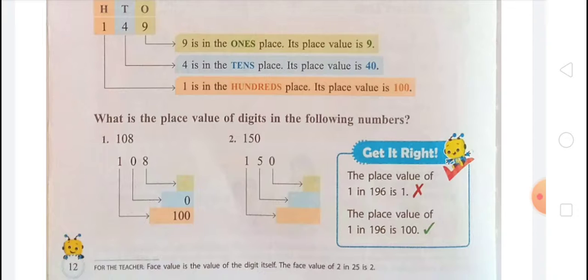The place value of 1 in 196 is 1, that is cross, and the place value of 1 in 196 is 100, that is true, because the place value of 1 is 100, not ones. So the place value of 1 in 196 will be 100.